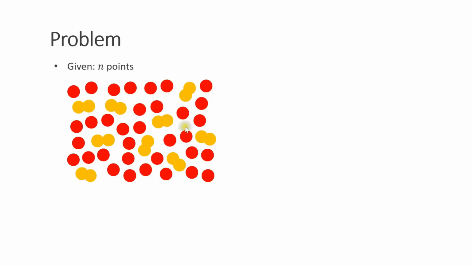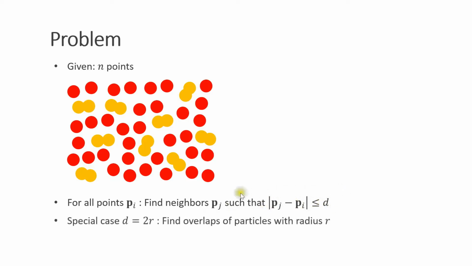Here is the problem we're looking at. Given n points or particles or objects, for all points Pi, find neighbors Pj such that the distance between Pi and Pj is smaller or equal than d. For the special case d equals 2r, we find overlaps of particles with radius r. As I mentioned before, there are several use cases, for instance, simulating fluid, sand, or snow with particles.